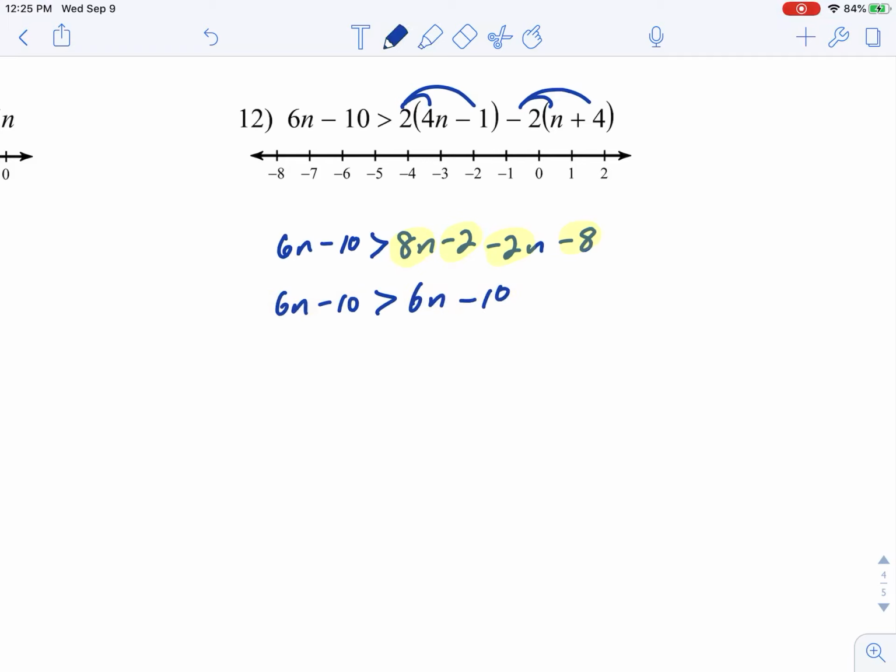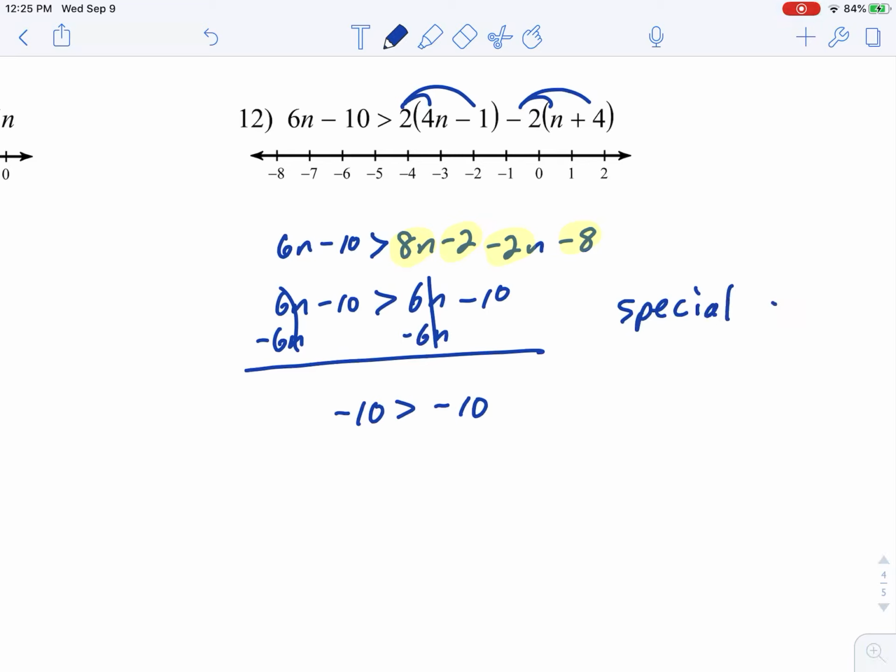What's that going to mean? Well, let's work it out as though we didn't even notice that. Go through the steps. Negative 10 greater than negative 10. Again, the variable is completely gone. So this is another special case. Special case can be either true or false, which means it could be all real numbers or no solution.